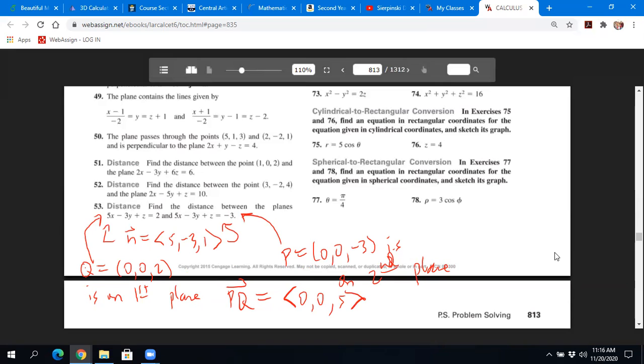Okay, and now you're just going to proceed like you did before. The distance between those planes is the distance from Q to the second plane, for instance. Yeah, and now we're good to go. Proceed exactly like we did in the previous problem. Okay.